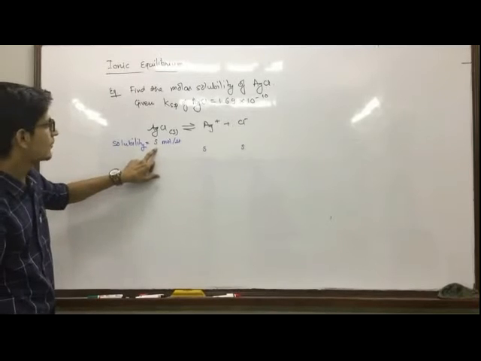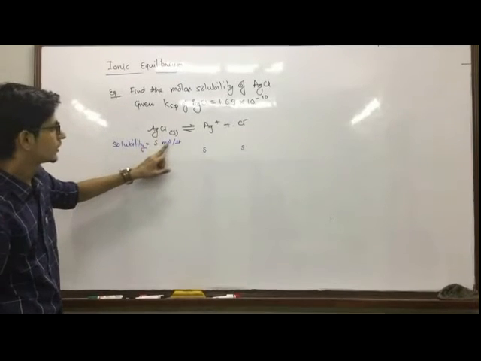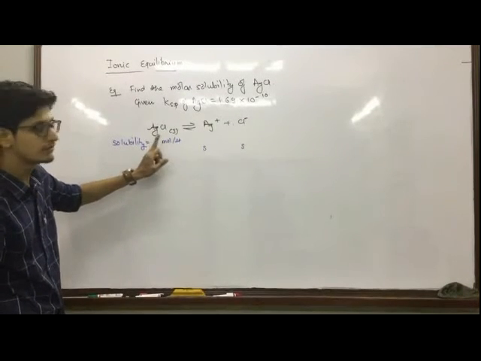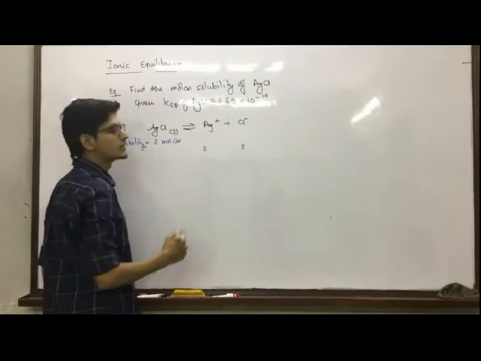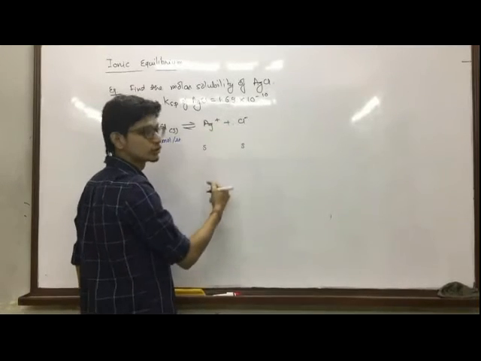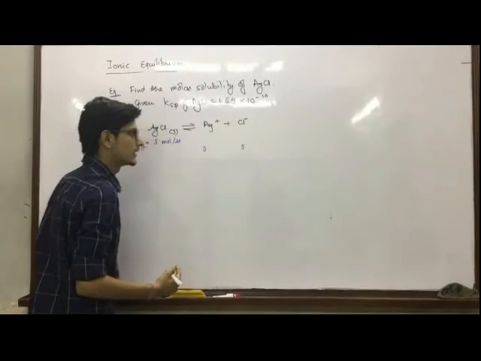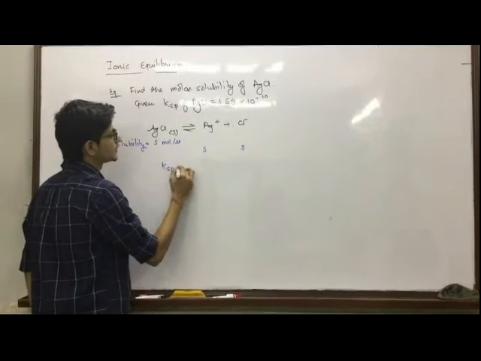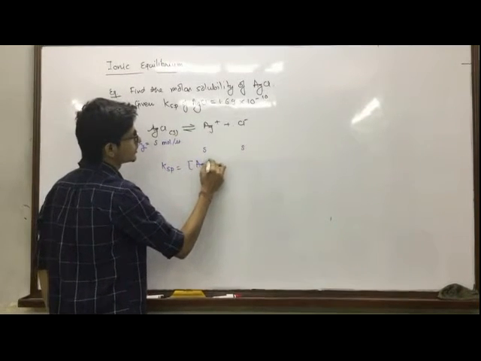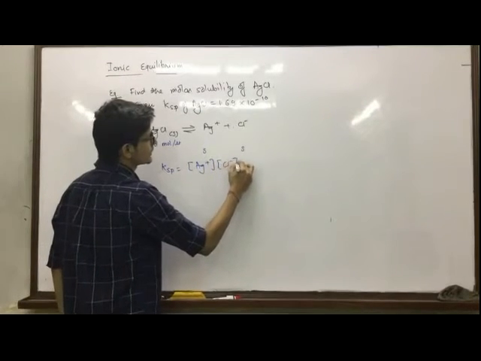Solubility, what is solubility? The amount or moles of the salt which can be dissolved maximally in 1 liter of solution is the solubility. Suppose S moles of AgCl is dissolved, so it is going to form S moles of Ag+ ion and S moles of Cl- ion in 1 liter of solution. So what will be the relation of Ksp? Ksp will be equal to the concentration of Ag+ ion into the concentration of Cl- ion.